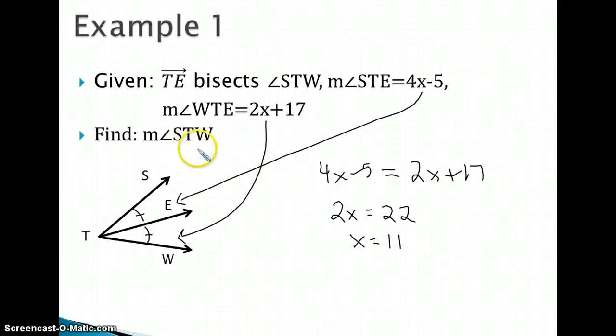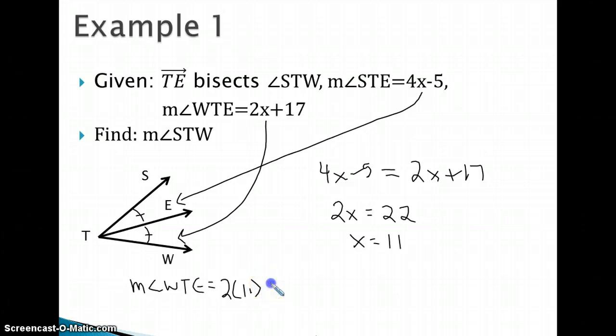Now, we want angle STW, that's the entire angle, so there's a couple ways we can do that. One choice is we can plug it into either one of our angles, find out what it is, and then double it. Or we can plug it into both angles and just add them up later. It's really our choice. So I think I'm going to do the method where, because it breaks it into two equal pieces, I'll find one piece and then just double it. And I think the easiest piece would be to find the measure of angle WTE. The reason I think it's easier is there's no subtraction, just addition. The numbers seem a little bit easier to work with.